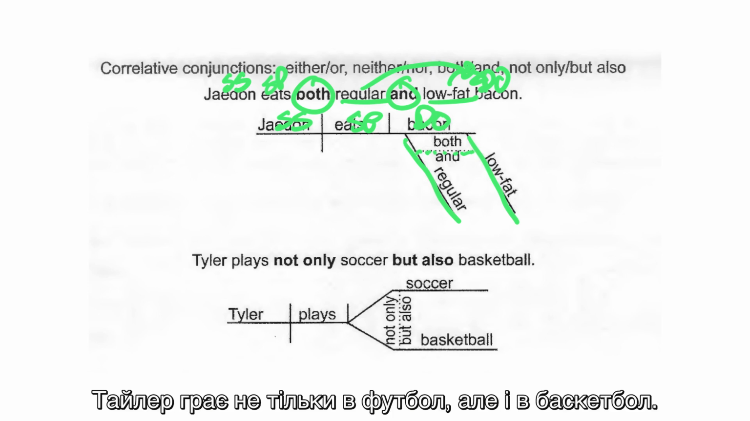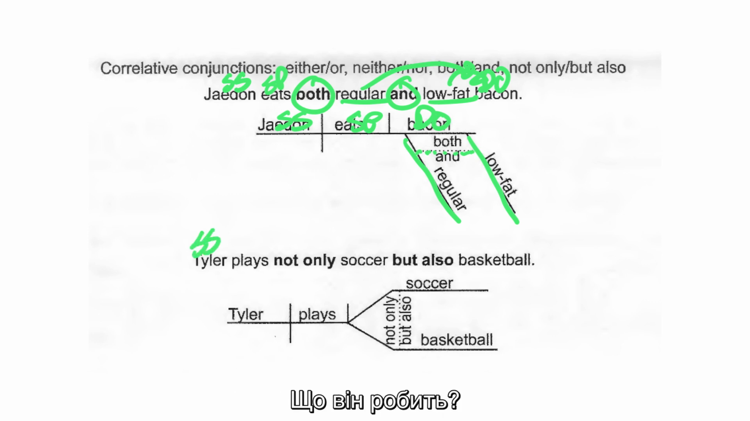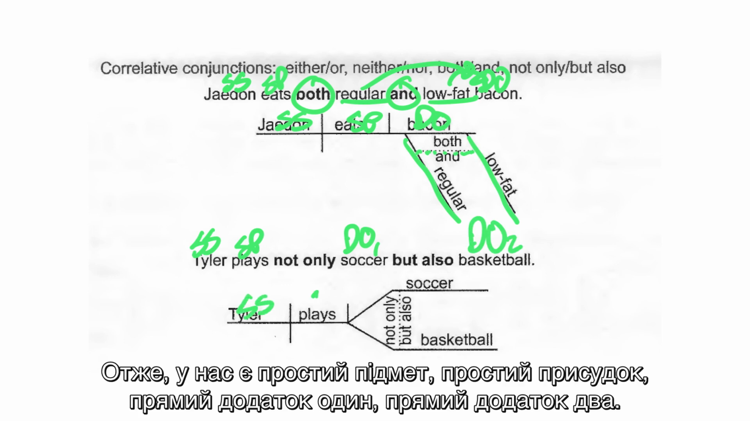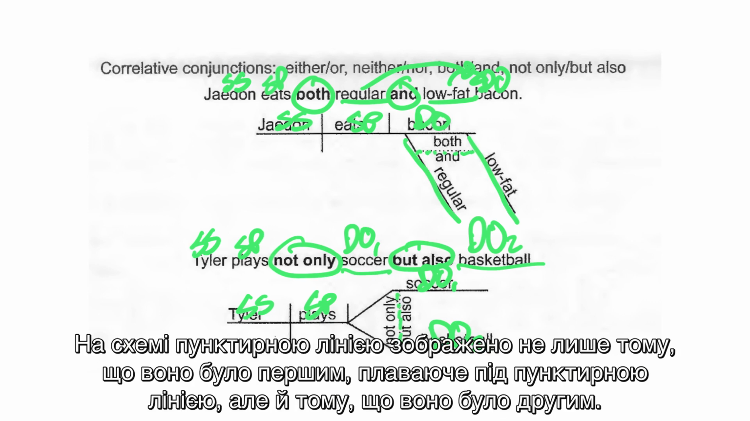Tyler plays not only soccer, but also basketball. Who or what is this about? It's about Tyler. What does he do? He plays. What does he play? Soccer. He also plays basketball. So we have our simple subject, simple predicate, direct object 1, direct object 2. Not only, but also is our correlative conjunction connecting our two direct objects. Not only is diagrammed on the dotted line because it came first. Floating below the dotted line is but also because that came second.